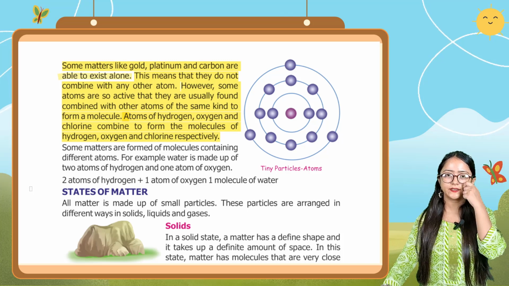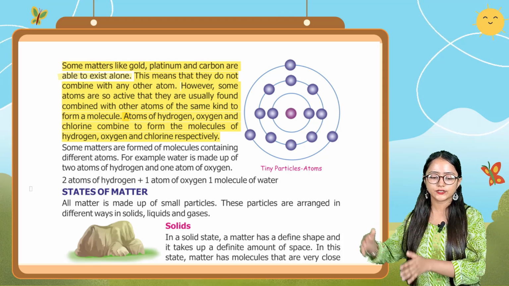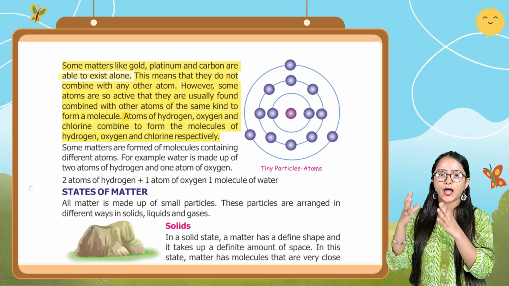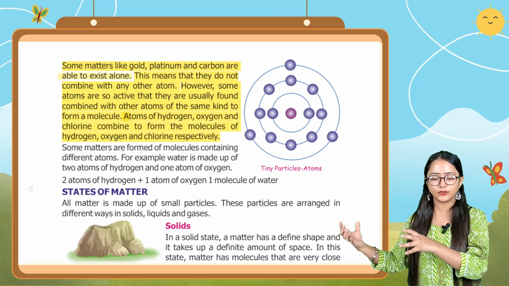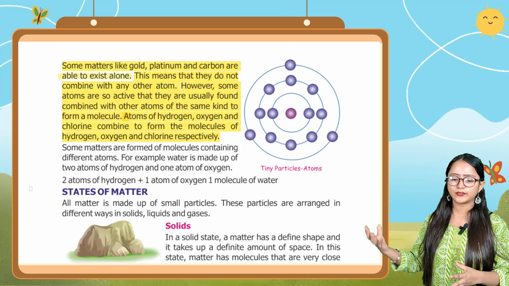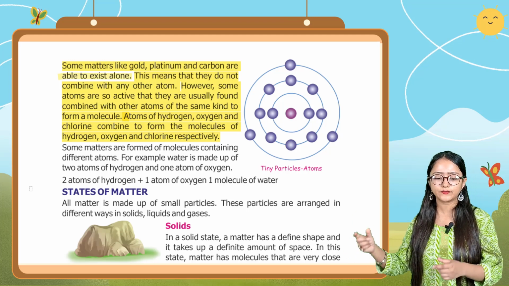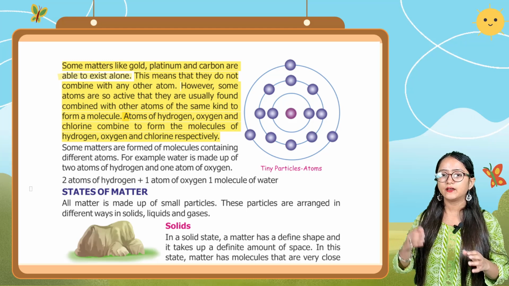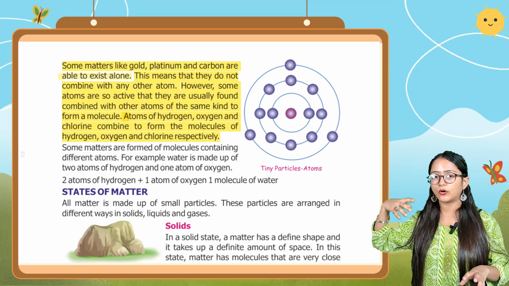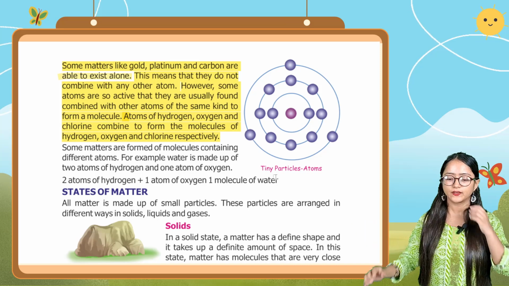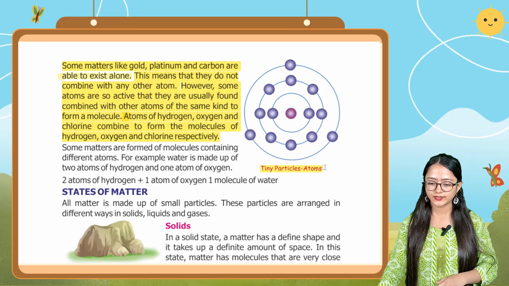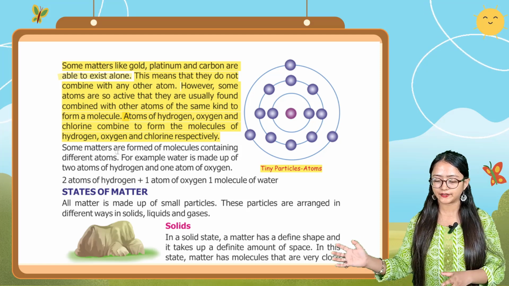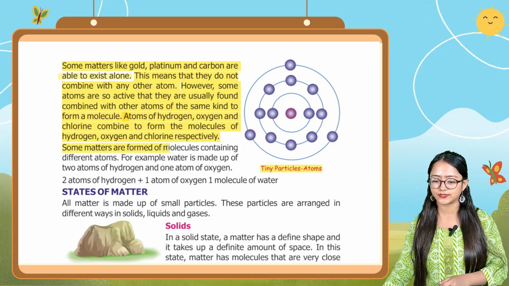So basically these atoms of hydrogen, oxygen and chlorine combine to form the molecules of hydrogen, oxygen and chlorine. They are combining with other atoms of the same kind only. For example, hydrogen combines with hydrogen to form a molecule of hydrogen. Here you can see in the picture the tiny particles, the atoms.